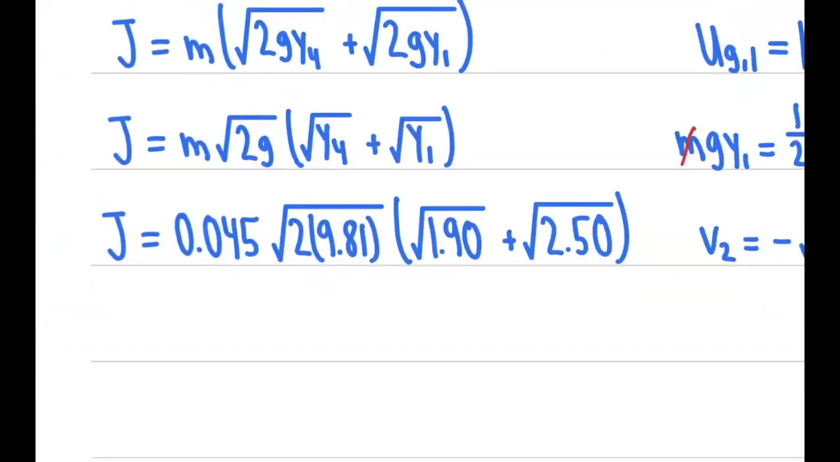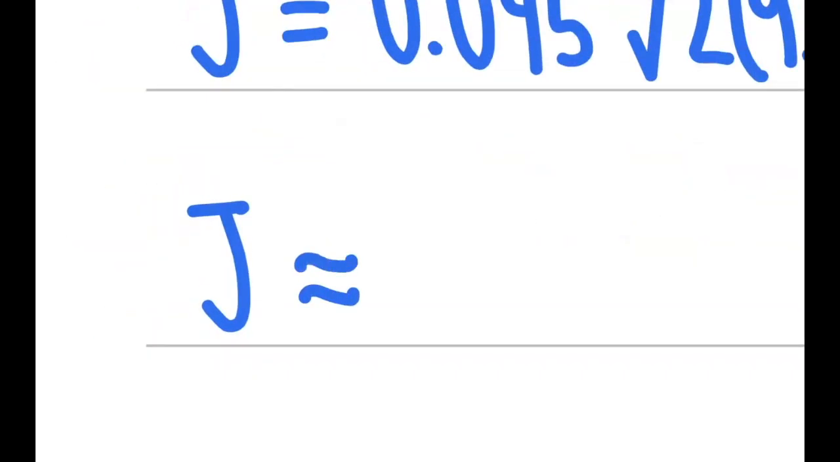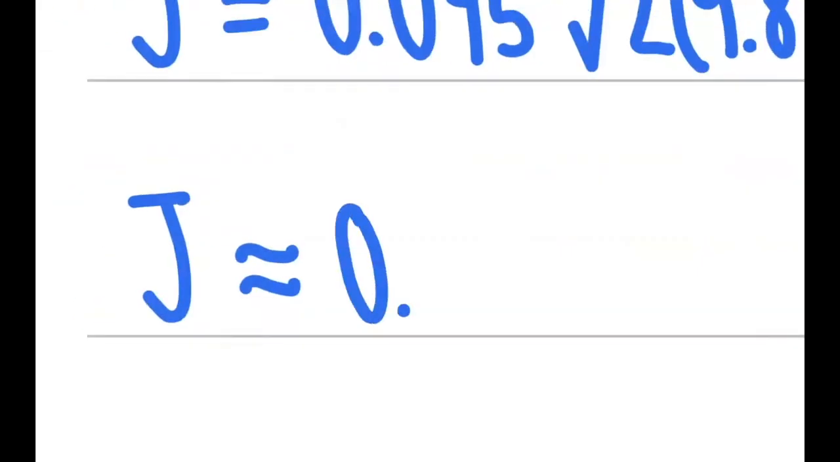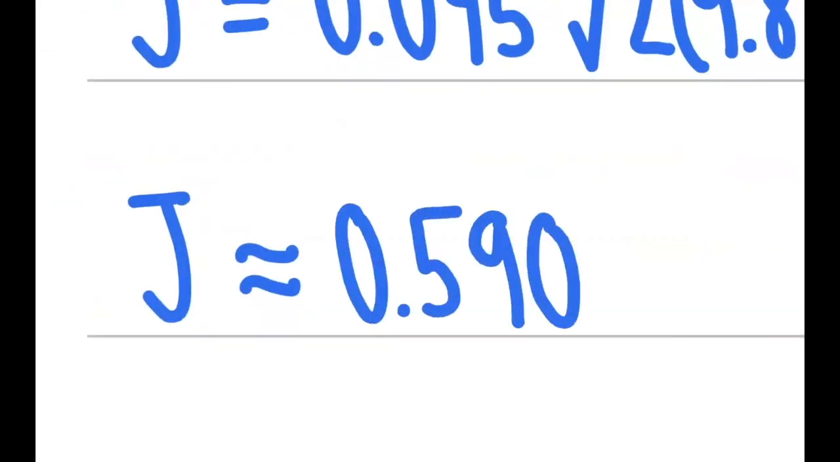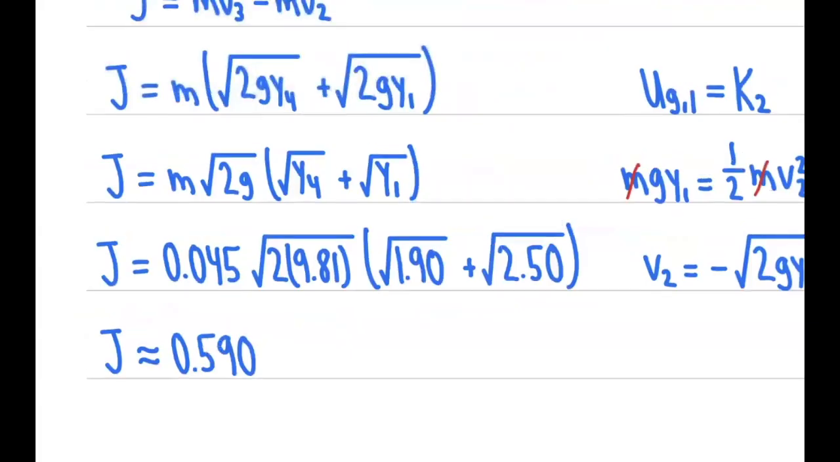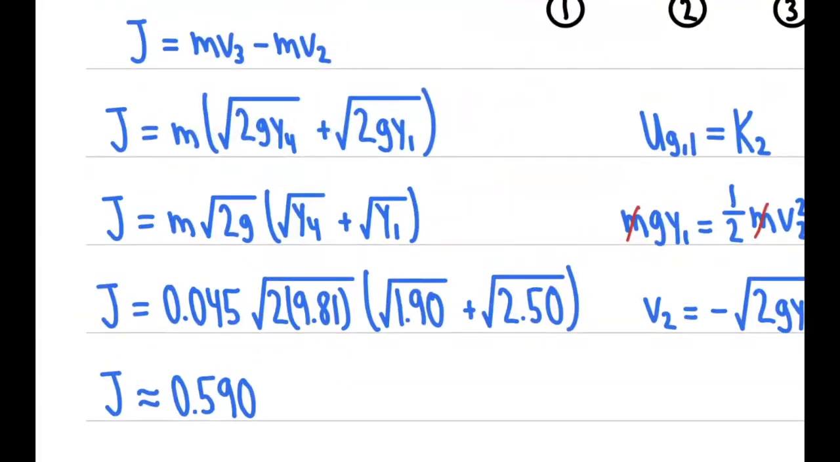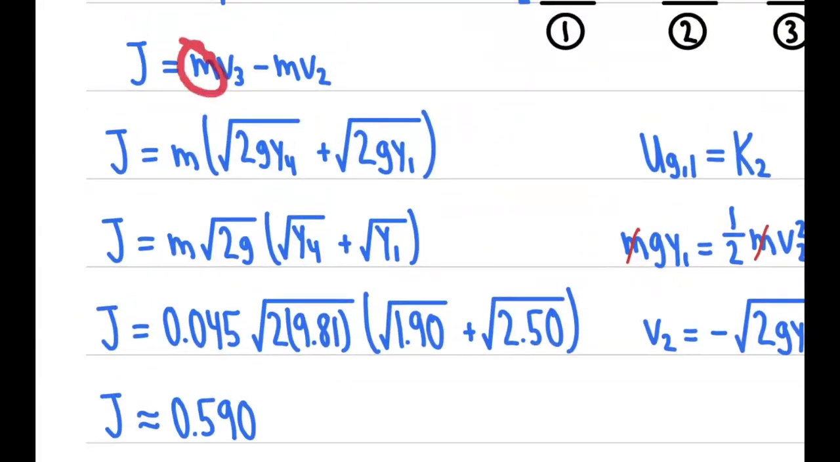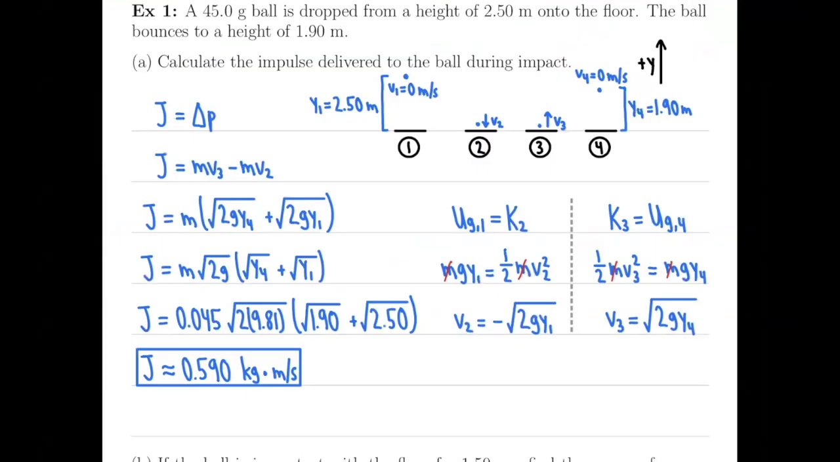Okay, so if you put this all in your calculator, you're going to get that the impulse delivered during the impact is about 0.590. And the units are kilograms meters per second because mass is in kilograms and velocities in meters per second. So it's kilograms meters per second.